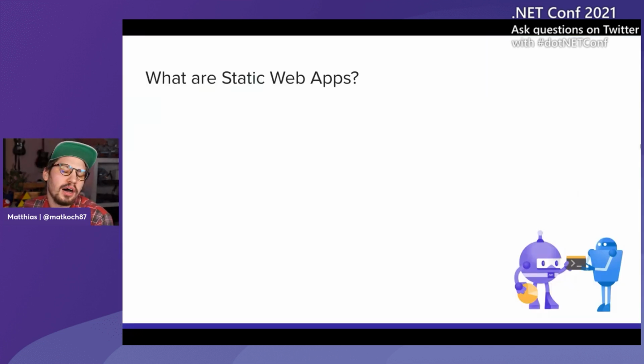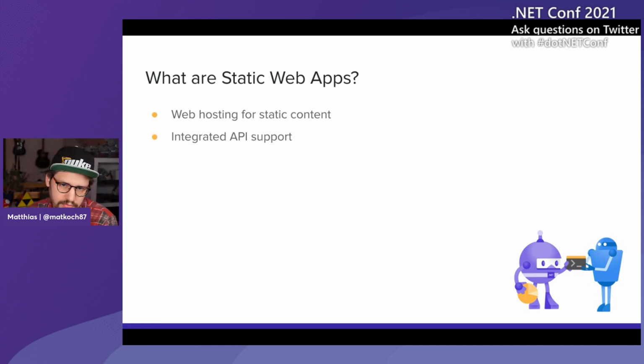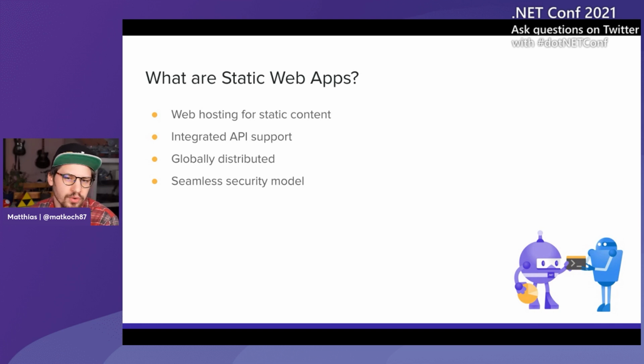First of all, for those that are not yet aware what static web apps are, basically it's a new service, actually pretty new, where you can host your static content globally around the world with integrated API support, being Azure Functions in this case, globally distributed. Also, this has a seamless security model between the front end and the back end, which is really cool, which we will see. It has integrated authentication providers, which are Google, GitHub, Azure Active Directory, Facebook, and Twitter.